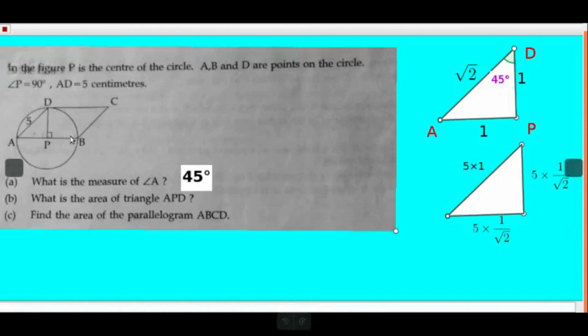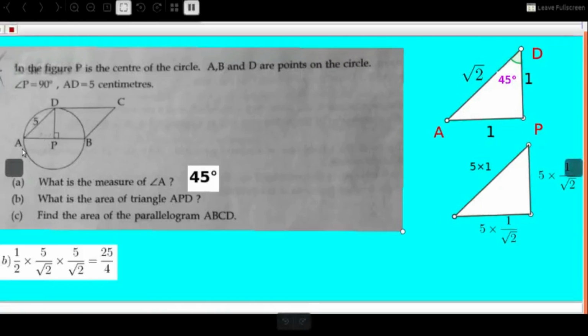We have to find out the area of triangle APD. This distance is 5 by root 2. So area is equal to half into B into H, that is half into 5 by root 2 into 5 by root 2. 5 into 5 is equal to 25, so 25 by 4. So area of triangle APD is equal to 25 by 4.